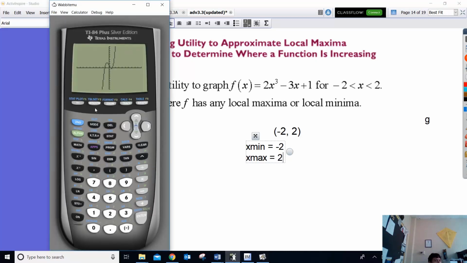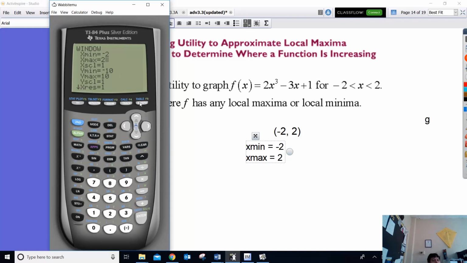Now you guys have played with window in the past. So I'm going to go to window, I'm going to set x min to -2 and I'm going to set x max to +2. That way I only see the part of the graph that they're interested in. It's not a problem on this one, but if they gave us something with a whole bunch of curves and we weren't paying attention, we might be giving answers that weren't required.